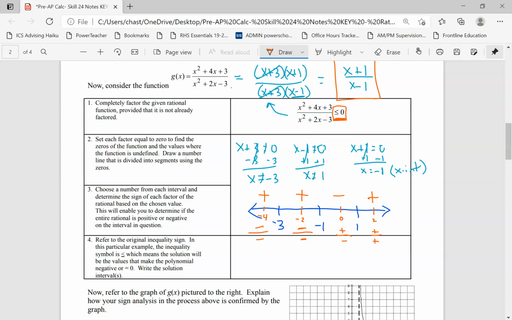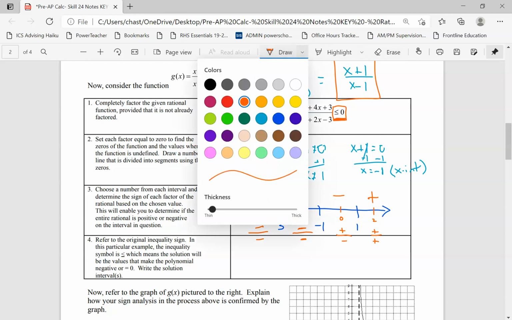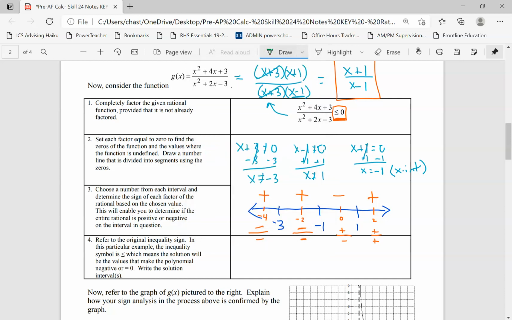All right, so now let's see how this looks when I put all this together. From setting the factors equal to 0, we know we can't be equal to negative 3, and we can't be equal to positive 1. And x equals negative 1 is an x-intercept. Because this says less than or equal to 0, we are allowed to include the point negative 1, so I'm going to put a closed-in circle here.